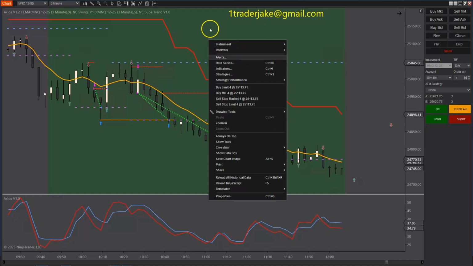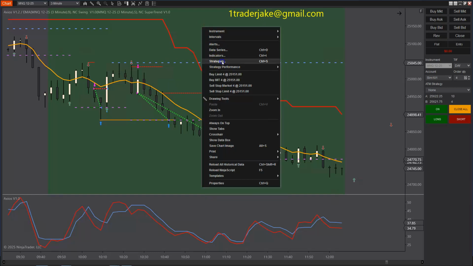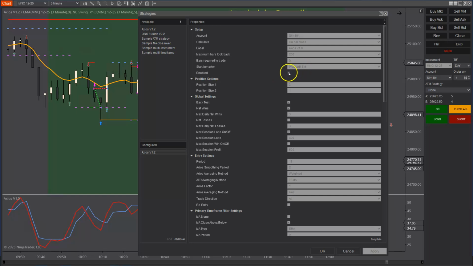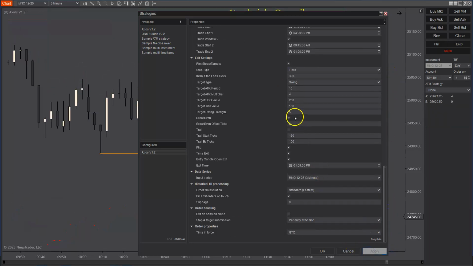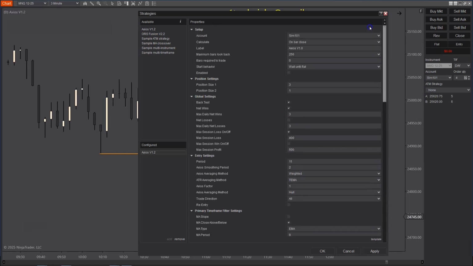Oh, we still have the break even set. I need to get rid of the break even. I try not to use the break even. Let's go back. Let's deselect break even so we have more accuracy with our back test. And the trading times, by the way, are from 9:30 a.m. to 1 o'clock in the afternoon Eastern Standard Time.